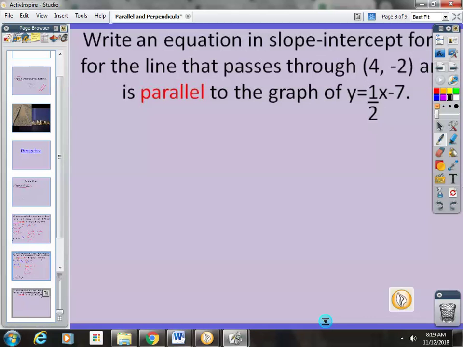I want you guys to try this one. It says to write an equation in slope-intercept form for the line that passes through 4, negative 2, and is parallel to the graph of y equals 1/2 x minus 7. So in your notes, go ahead and write down the ordered pair, 4, negative 2. Parallel lines, and y equals 1/2 x minus 7.